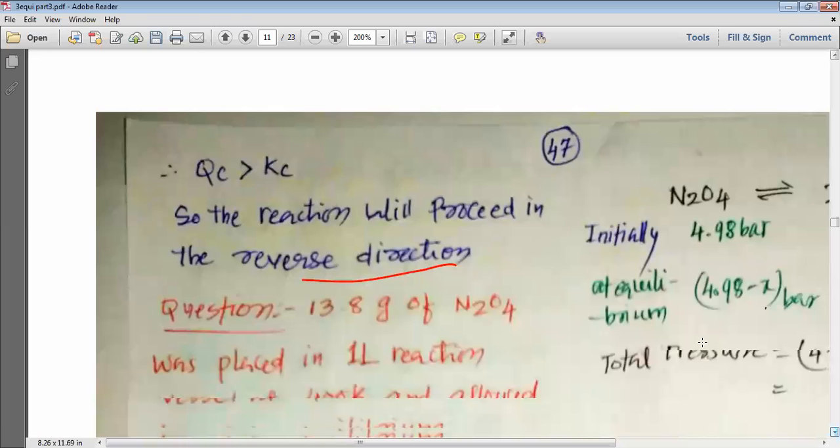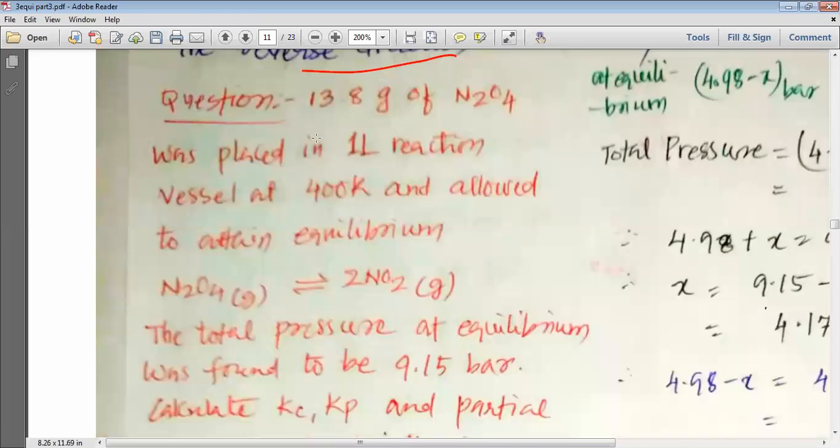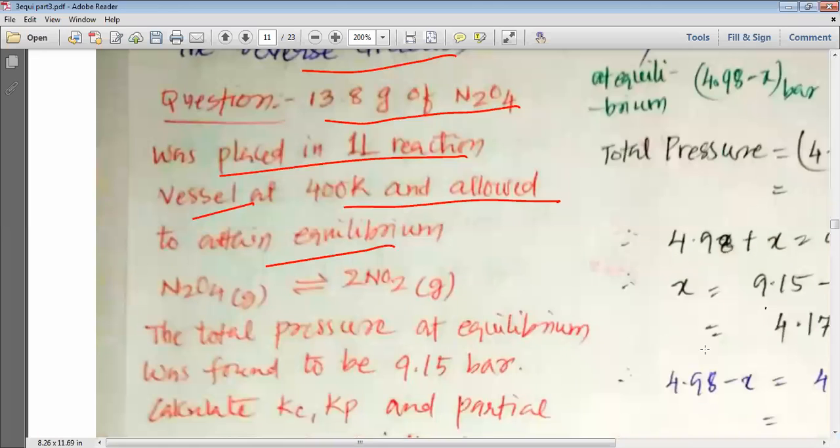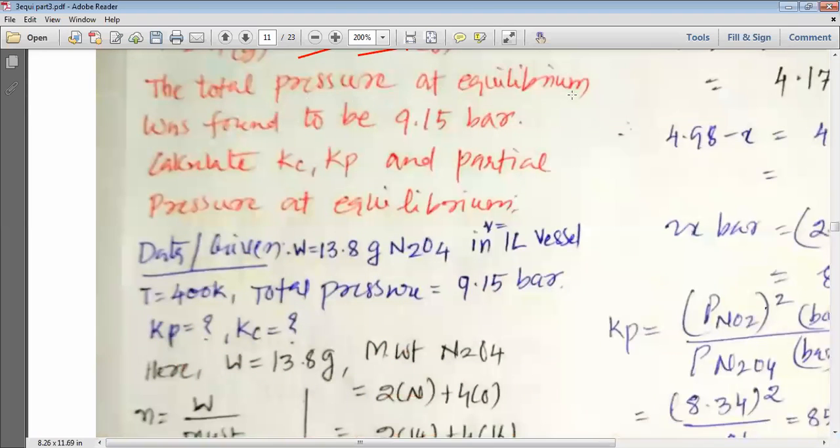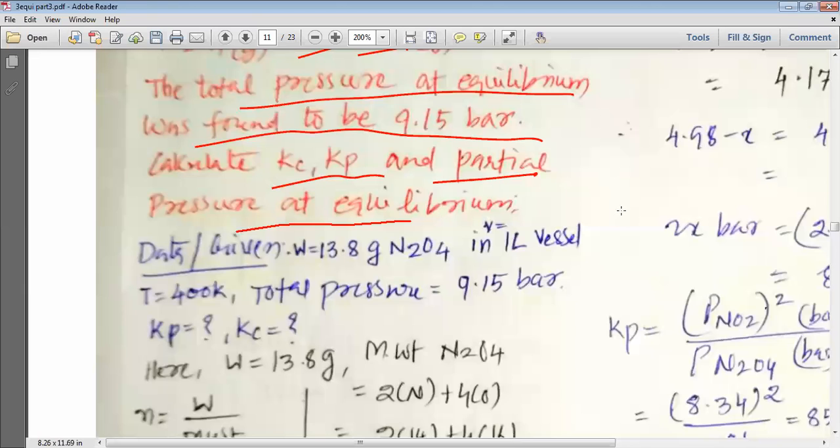Let's solve one more problem to understand it better. 13.8 gram of N2O4 was placed in a 1 liter reaction vessel at 400 Kelvin and allowed to attain equilibrium. You can see that the equilibrium is established as N2O4 gas, at equilibrium, we have 2NO2 gas. The total pressure at equilibrium was found to be 9.15 bar. Calculate Kp and Kc and the partial pressure at equilibrium.